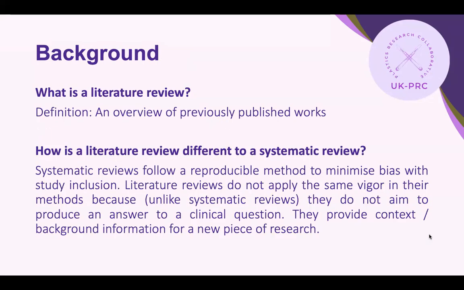So a literature review is defined as an overview of previously published works. Essentially, it's a summary of everything that's been published in the past. Now, it's not the same thing as a systematic review. So there's different levels of evidence, which we've covered in a separate tutorial. Now, a systematic review we'll talk about separately, but essentially it follows a reproducible method and there's much more strict rules about how it's performed. A literature review is simpler in that sense because it's not so strict.